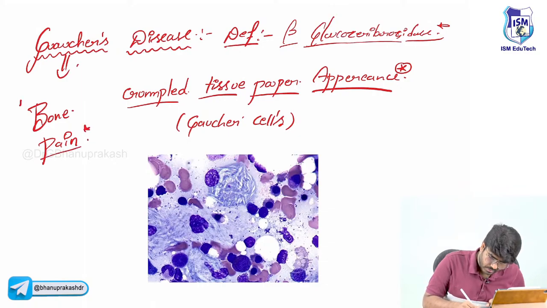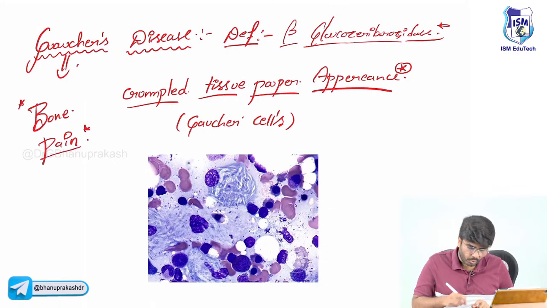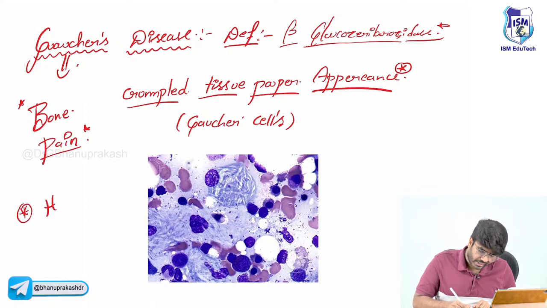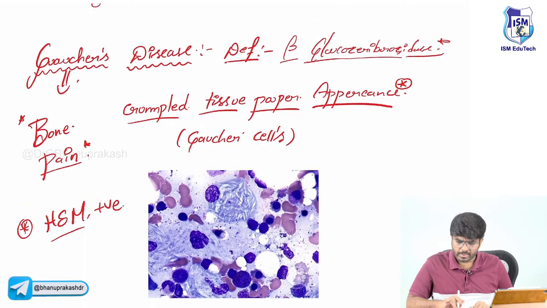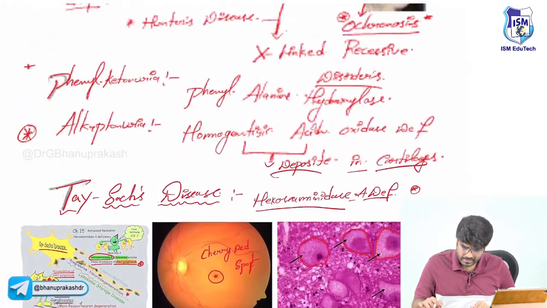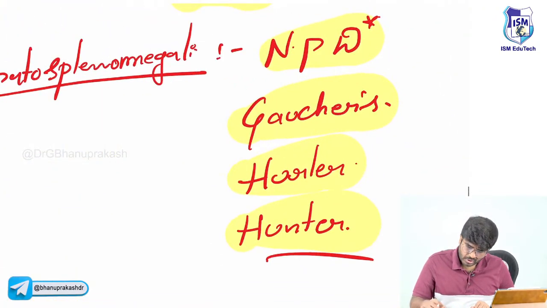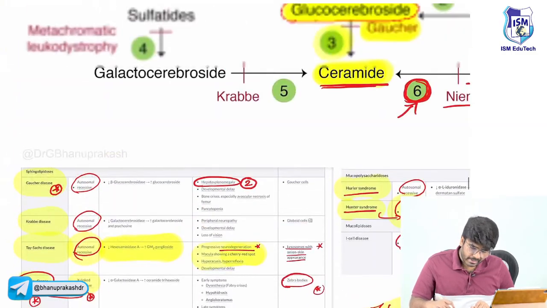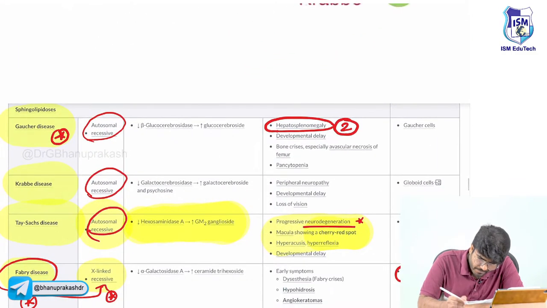Okay, Gaucher's: the pain, mainly the bone-related pain, and these patients are going to have hepatosplenomegaly. Hepatosplenomegaly is present. We have discussed hepatosplenomegaly is seen in Gaucher's. Look here, in Gaucher's, the patient is going to have hepatosplenomegaly. Now look, one by one.